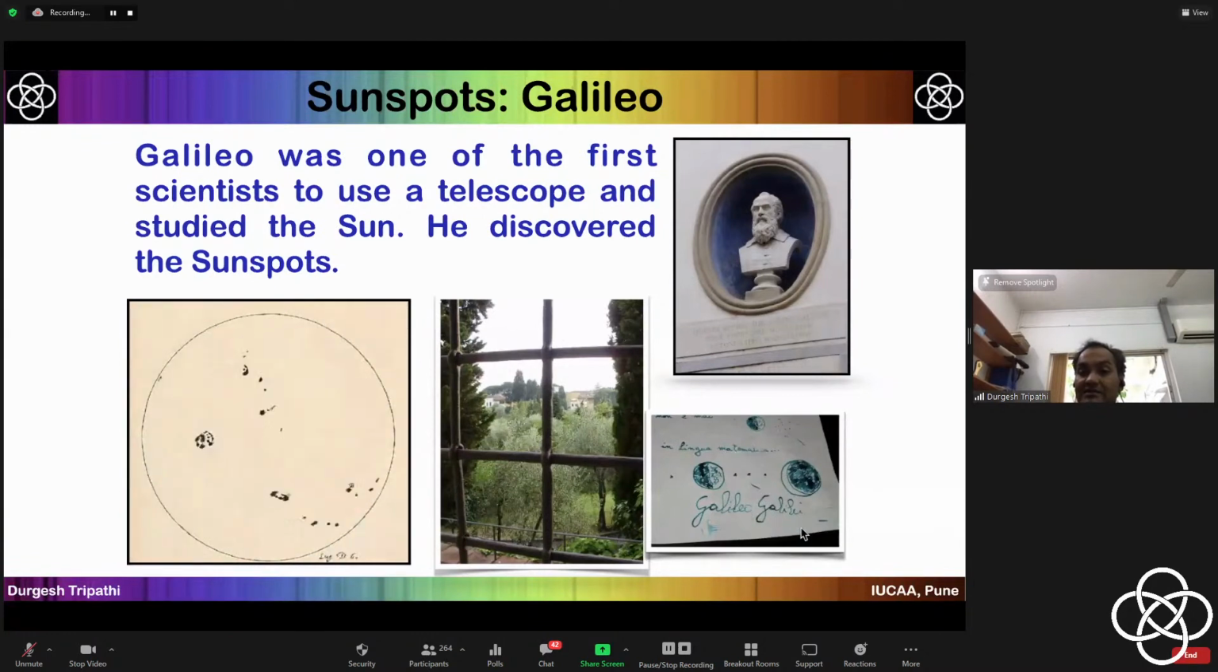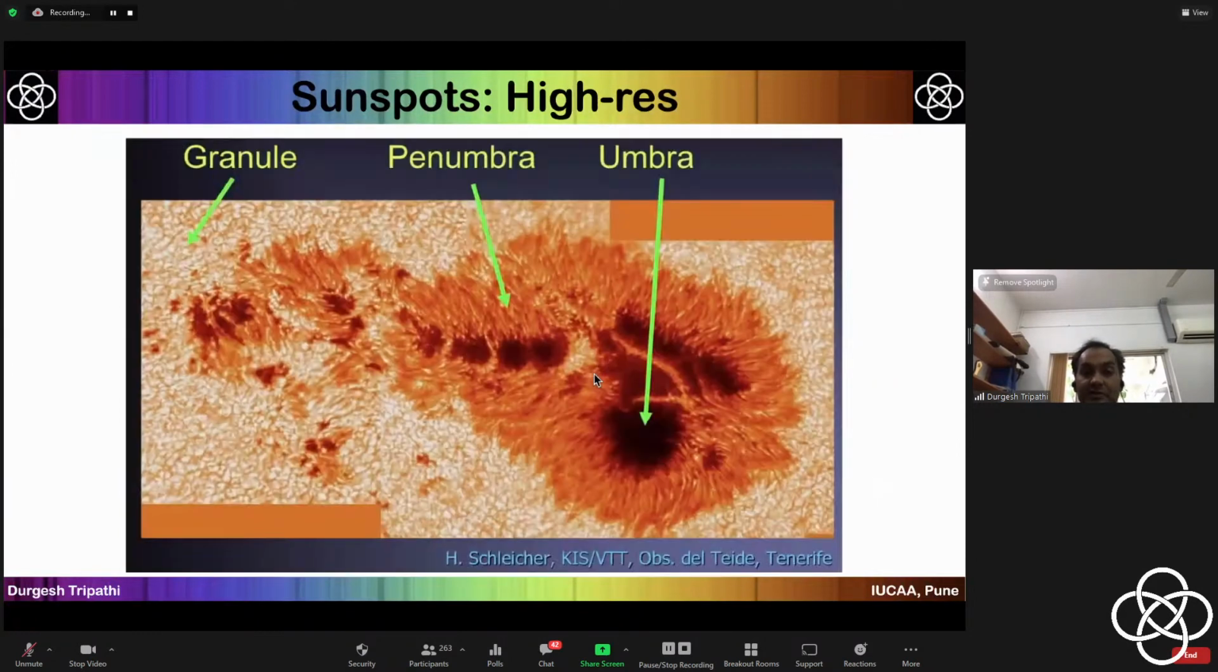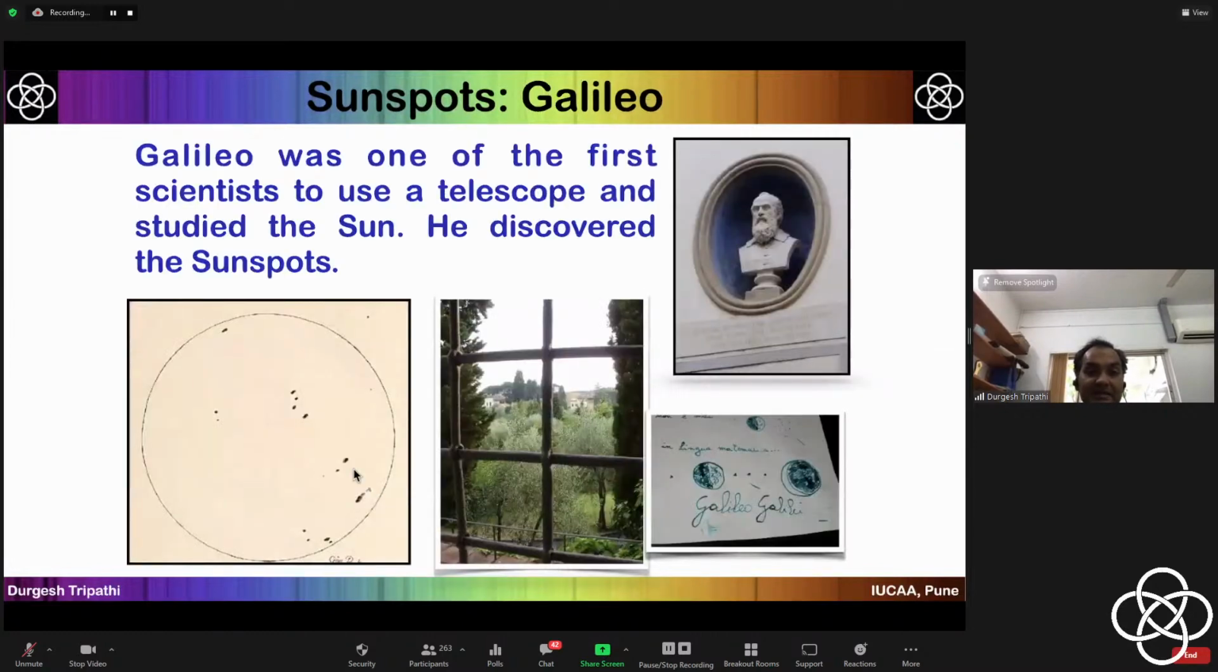In addition, he also looked at Jupiter's moons and discovered those and so on. This was his house. But if you look at the same sunspot with high resolution, then this is what you find, right? I showed you some pictures earlier. We have the umbra of the sunspots. They can be very, very complex. Of course, you don't see such complexity in these drawings because they were just drawings taken on a plane of paper.